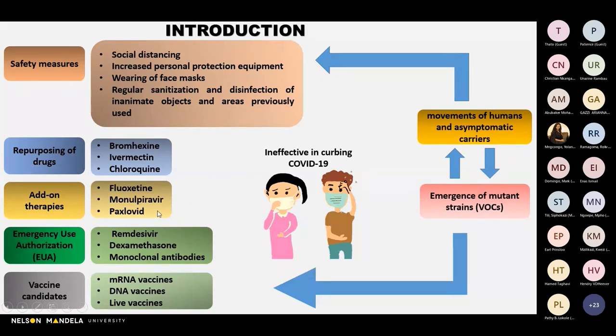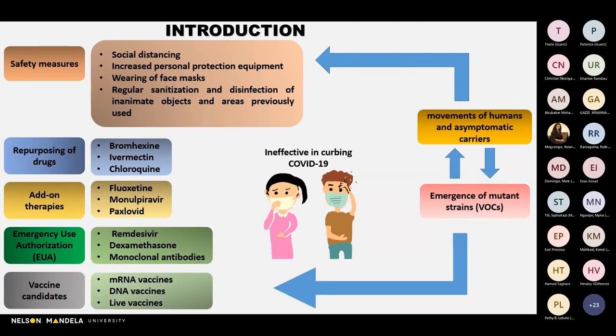Furthermore, emergency use authorization of certain drugs such as remdesivir, dexamethasone, and monoclonal antibodies was also envisaged in order to curb this pandemic. But besides these measures, vaccine candidates, or should I say research for vaccine candidates, was also greatly encouraged worldwide. And as a result of that, we currently have quite a lot of vaccines which are either RNA vaccines or DNA vaccines or even live vaccines that are currently rolled out globally.